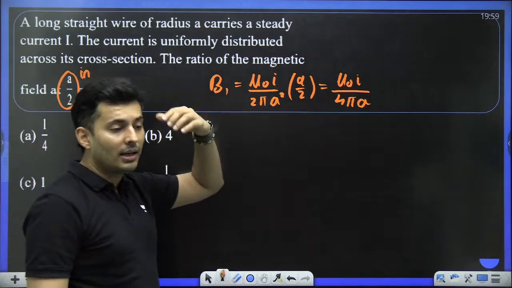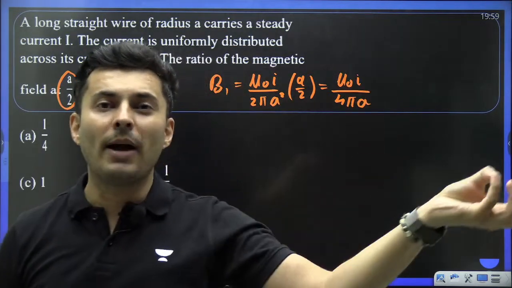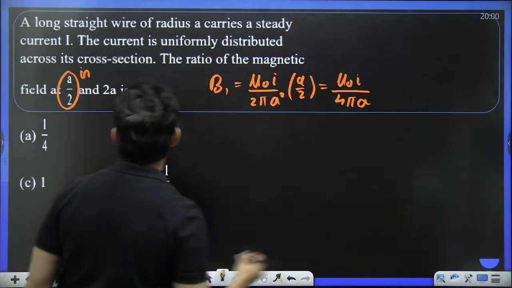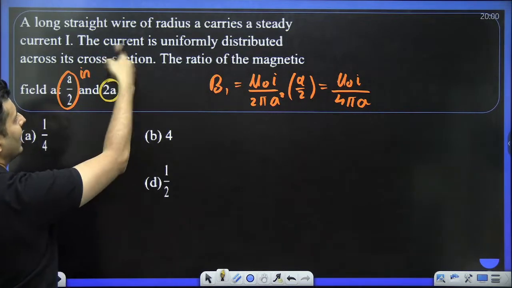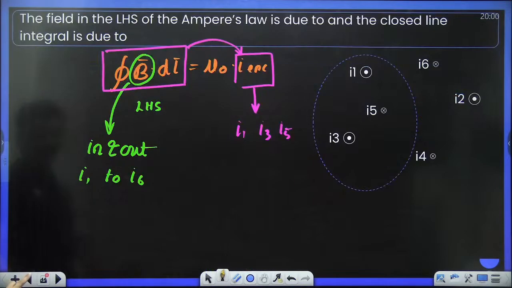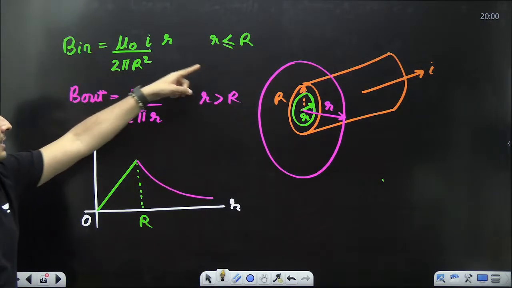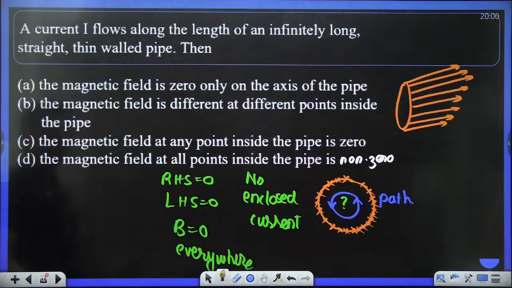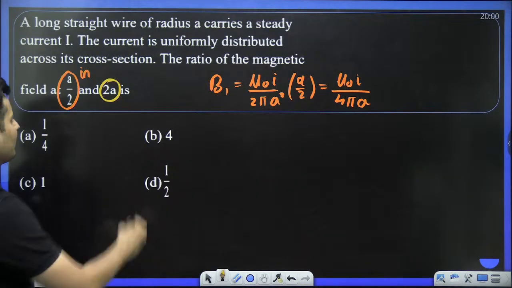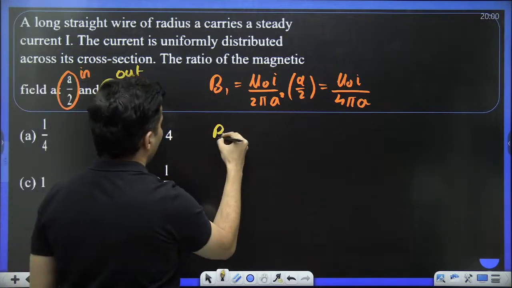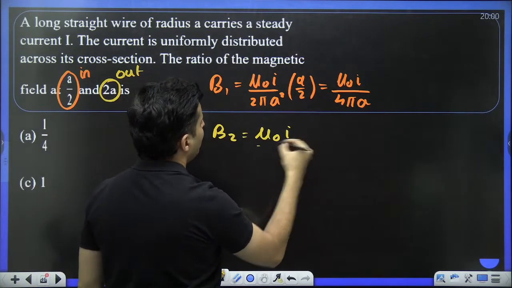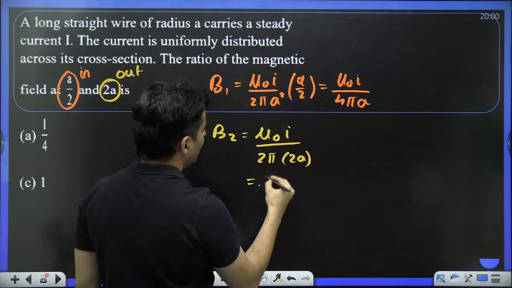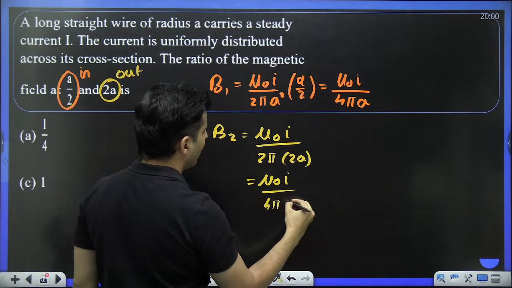You are using mu naught I R by 2 pi R square because inside the formula is different. But the moment you say 2A is more than A, remember I just told you there are two formulas, inside and outside. When it is less, when it is more, the formulas are different. So when you are basically outside, the magnetic field will be mu naught I by 2 pi R. R over here is 2A. So which is mu naught I by 4 pi A.